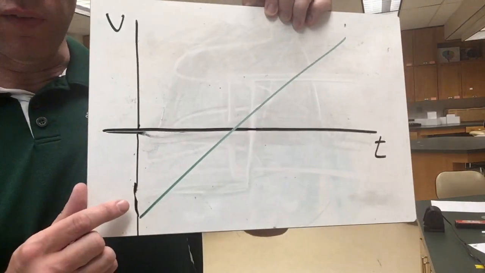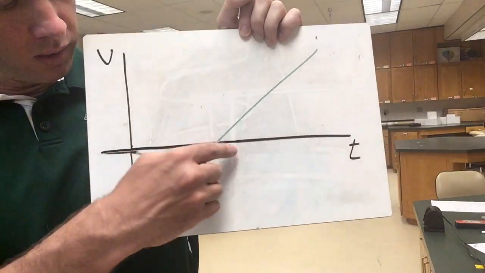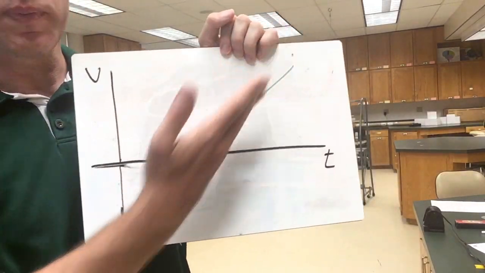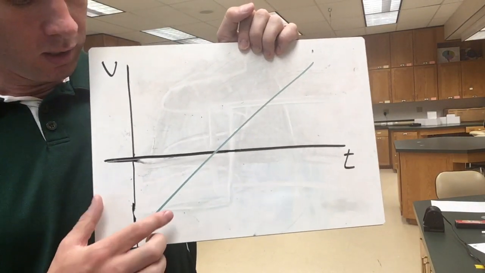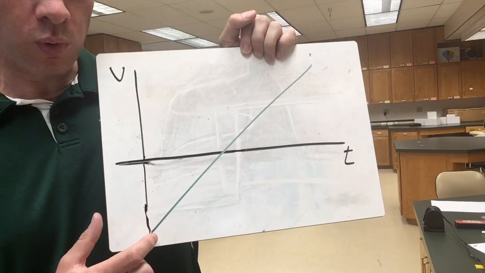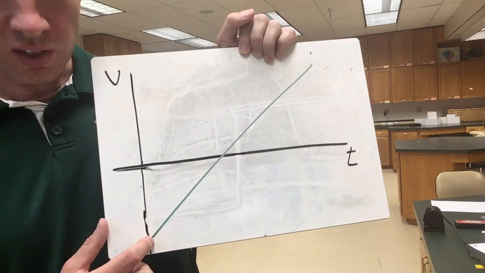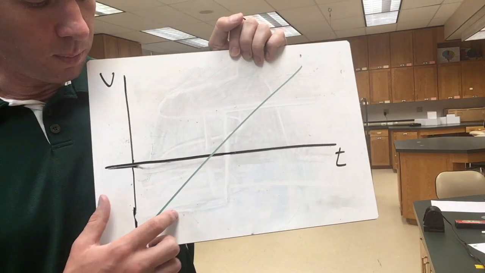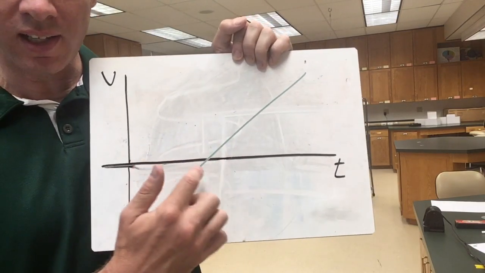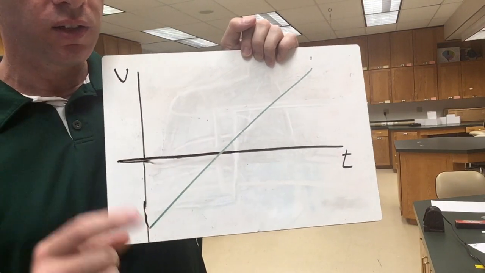Now, the velocity in this part is below the line. Even though it's sloping up and has a positive acceleration, the velocity is in the negative direction. So initially we're moving towards the sensor, but the velocity starts off big down here and gets smaller and smaller until it gets to that spot right there. When it crosses this line, the velocity is 0.